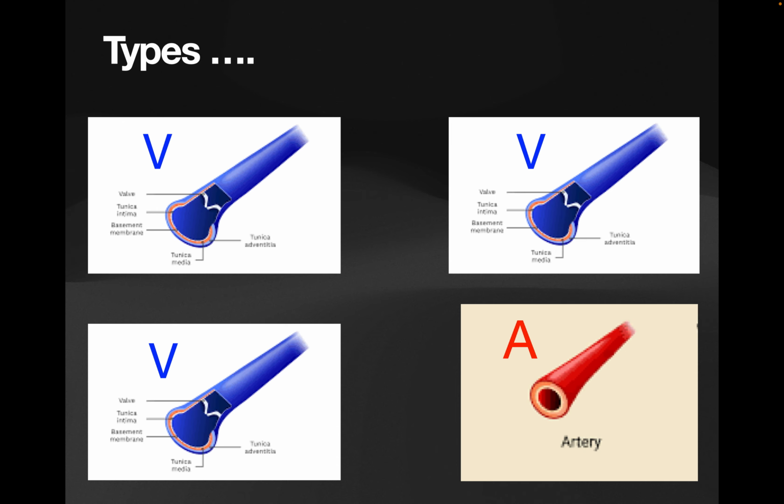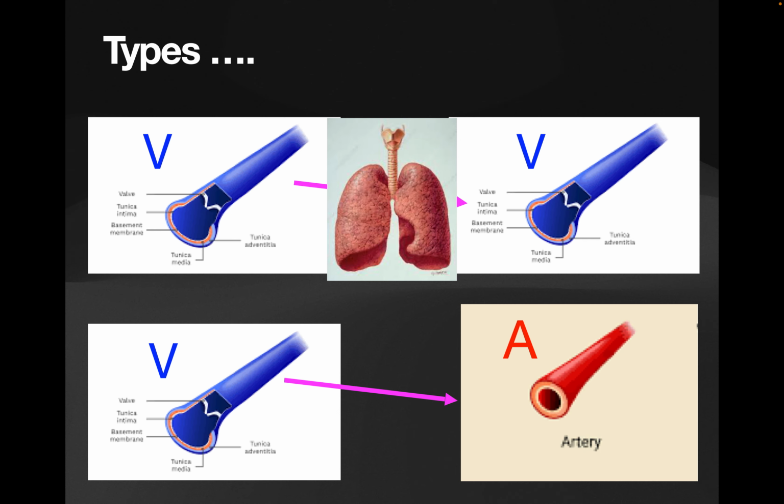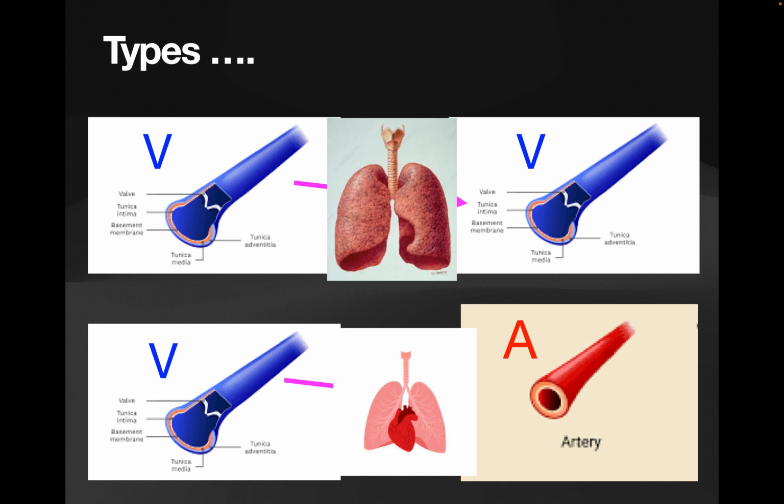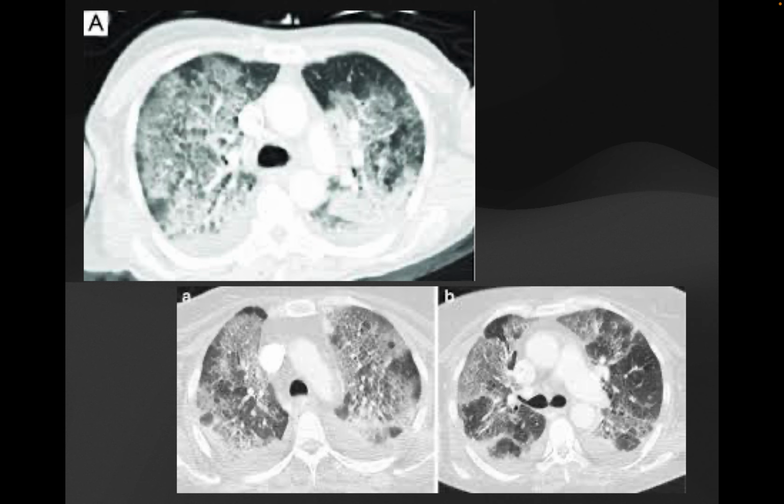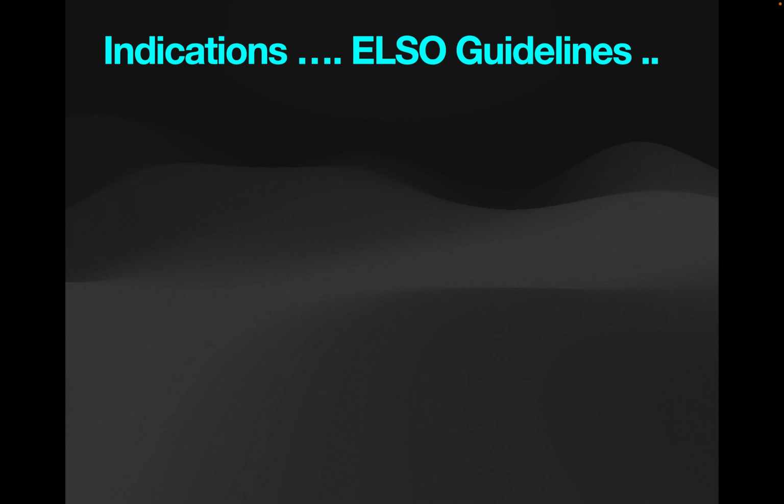So the types of ECMOs are the VV ECMO, which is primarily for lung diseases like ARDS or ILDs, and we'll come to that. Whereas VA ECMO, or veno-arterial ECMO, is predominantly for patients who have a cardiac ailment or cardiorespiratory ailment. So this is a very classical CT scan of a progressive or worsening ARDS, where we would consider a VV ECMO for this patient.